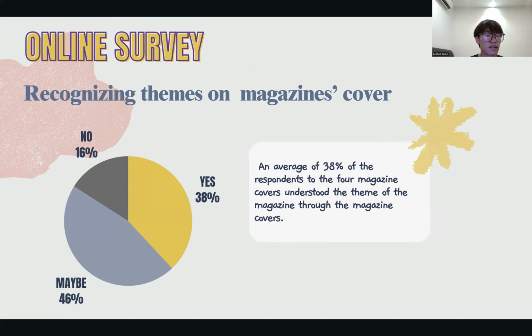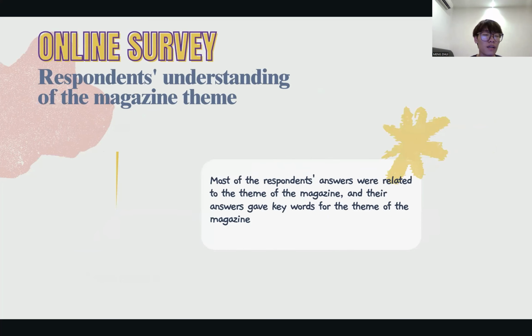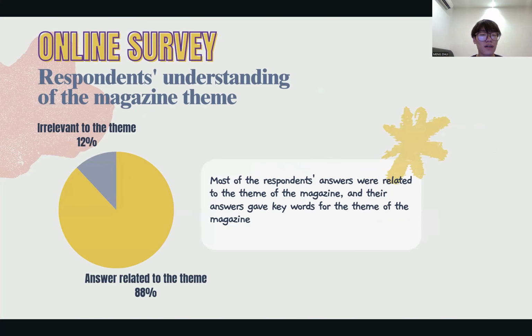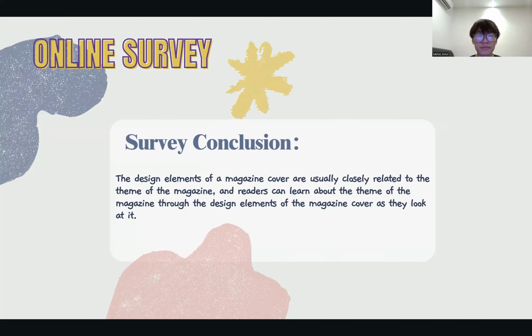And the third is about recognizing the themes on magazine cover. An average of 38% of the respondents to the four magazine covers understood the theme of the magazine through the magazine covers. So this is about respondents' impressions of the magazine. So most of the respondents' answers were related to the theme of the magazine, and their answers give keywords for the theme of the magazine.